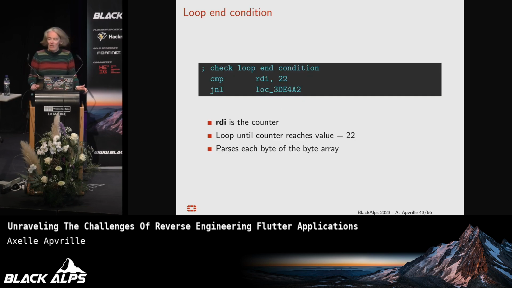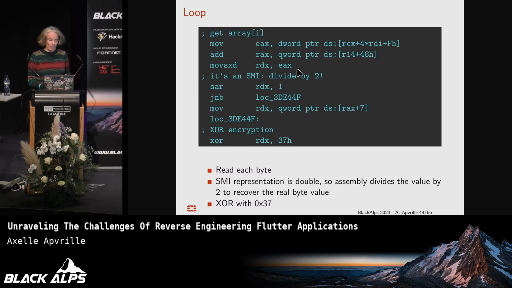Now, we've got to actually decrypt it. So here we've got a loop. Here we've got the end condition. Well, it's pretty simple. Have we parsed all our 22 characters yet or not? If we haven't, we still have some work to do. Then for each character, what you have to do is to get the character in the array at this given index.